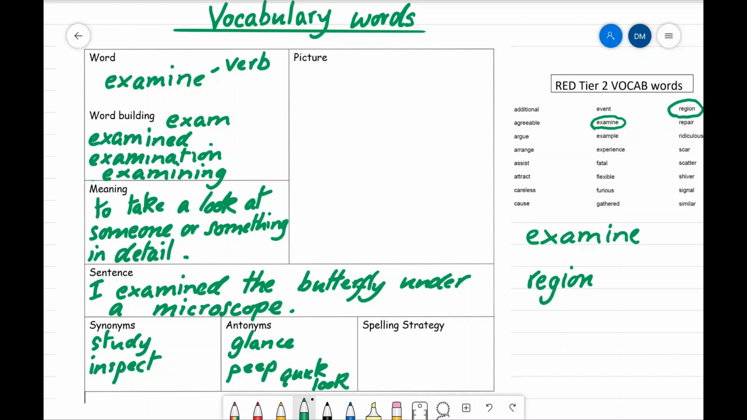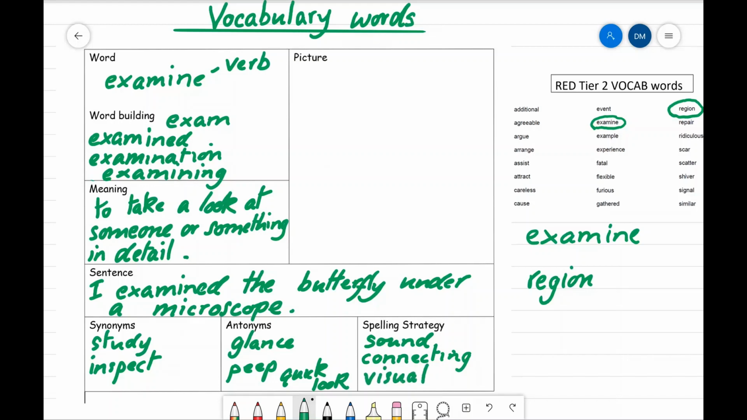Examine. Examine. 3 syllables. I'm using my sound strategy to sound this word out to help me spell it. If you know how to spell exam, then you're halfway there, aren't you, with this word? So that's called connecting, using words inside words. And I just know that if it didn't have the E on the end of this word, it would look wrong. So what am I using there? I'm using my visual strategy.